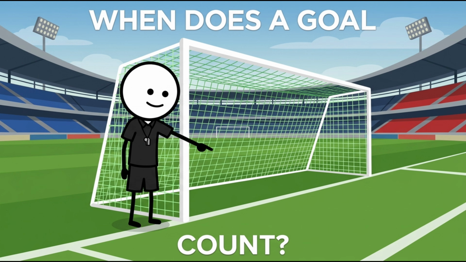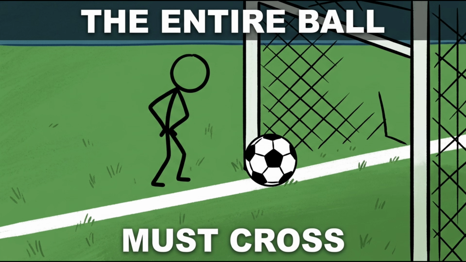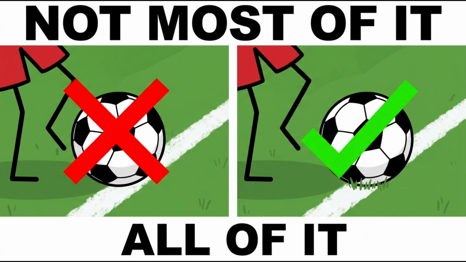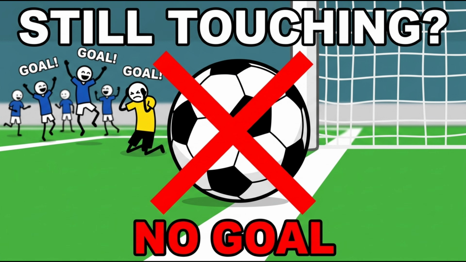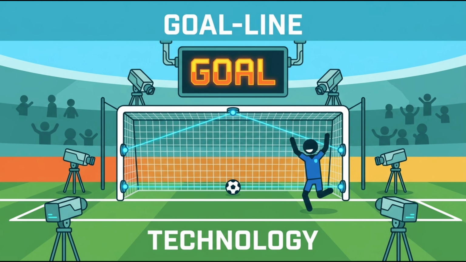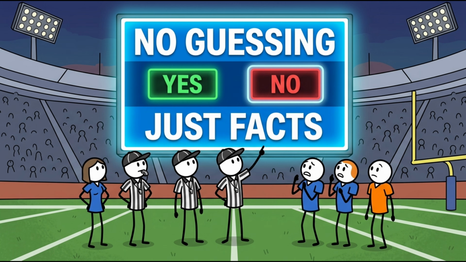Let's start with the simplest rule. For a goal to count, the entire ball must cross the entire goal line between the posts and under the crossbar. Not most of the ball. Not half the ball. All of it. If even a tiny part of the ball is still touching the line, play continues. That's why modern soccer uses goal line technology. Sensors and cameras can tell within seconds whether the ball fully crossed the line. No guessing. No arguments. Just a yes or no answer.